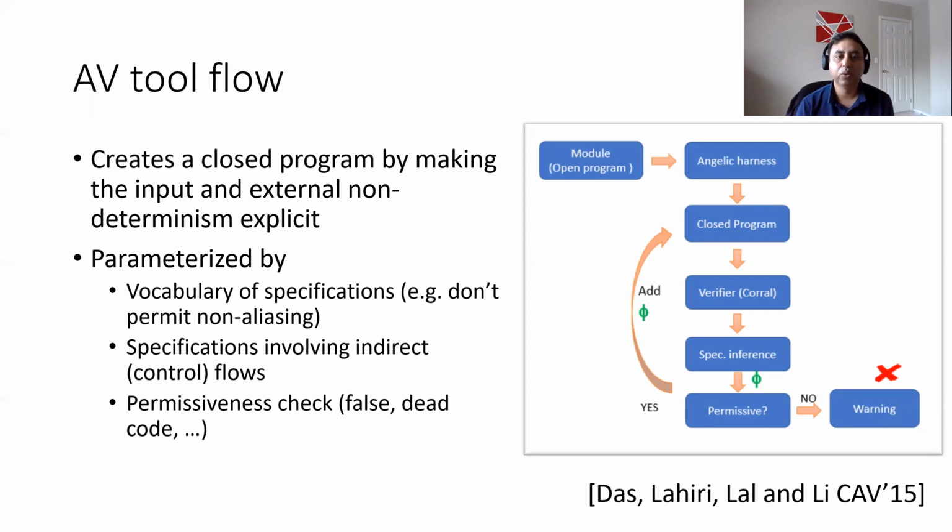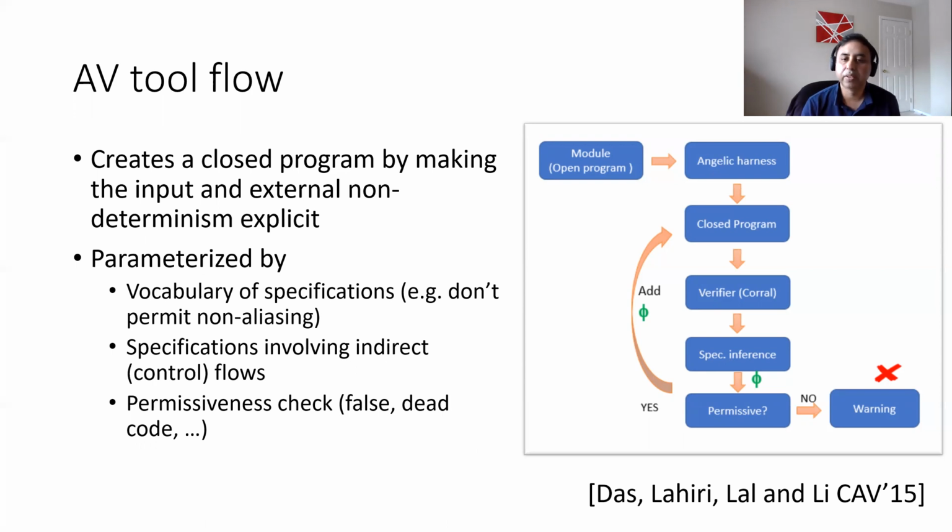So the AV tool flow, the way it works, is it takes an open program, a module, and creates a closed program by what we call an angelic harness. And then it repeatedly uses a path sensitive verifier like Corral, and then it infers specifications. If the specification is permissive, then it would block the assertion with the specification and keep repeating until we either find a bunch of warnings or the entire program is verified modulo the preconditions or specifications.